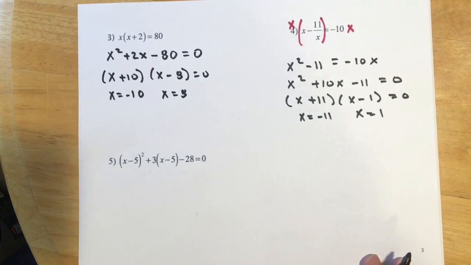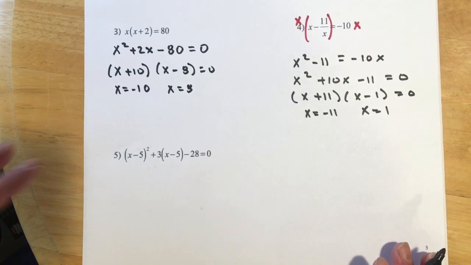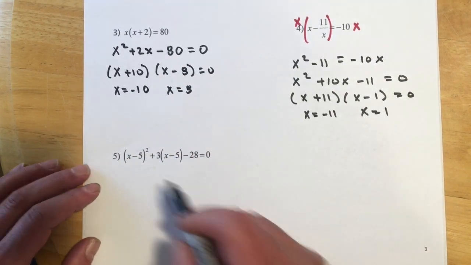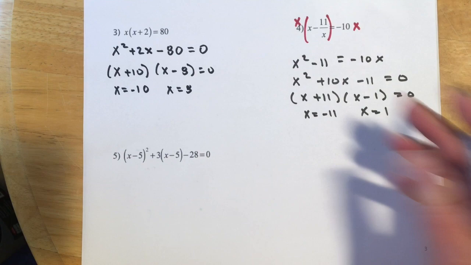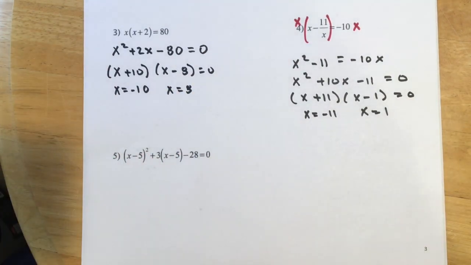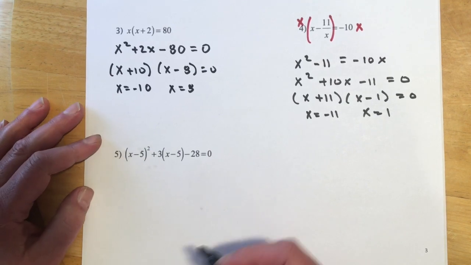Number 5. Okay, so this one's a little funky. If you hate everything that I'm about to do, you can absolutely write these side by side, FOIL it out, distribute the 3, collect it all, and then factor. That will work. I'm going to try to show you a method. It's really easy to do once you figure it out, and it's a little bit hard to figure out.